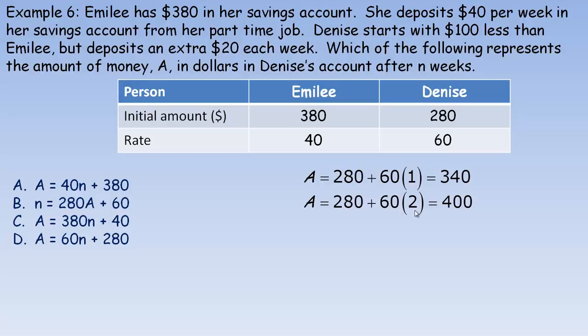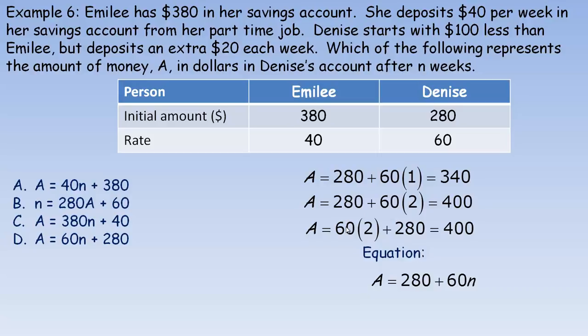Now, this calculation is similar to a couple of the previous examples. If you wanted to, we could write it in a different form, and we'll get into that in a moment. So the way I've written it here, it's 280 plus 60 times the number of weeks. So it would be $280 plus 60 times n, n representing the number of weeks, A the amount in her account.